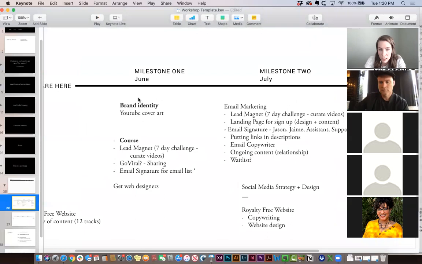So we knew we had to do brand identity. So I actually did both. I did that list of priorities. And then I'm like, gosh, I need to see this in a timeline. So I worked on the timeline with them in the meeting.